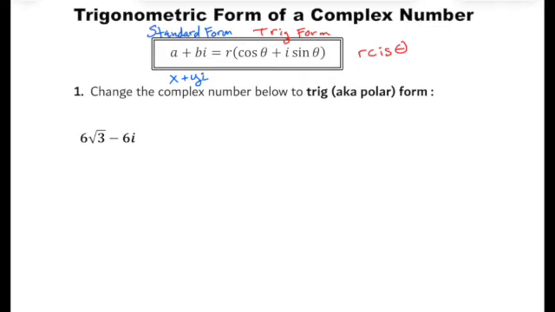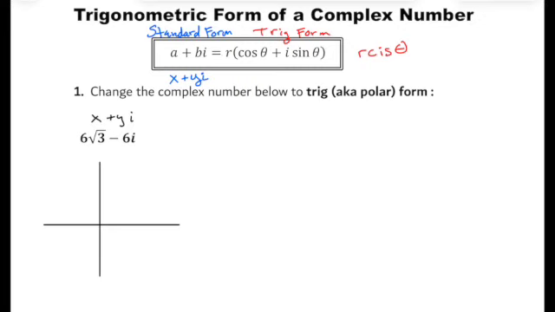The third one is going to require a calculator, so if you're in the market for that, hang on or fast forward to that one. So first, 6 root 3 minus 6i. And the reason why this is also written as x plus yi is because that tells you how to graph it essentially, that you're thinking of on the complex plane.